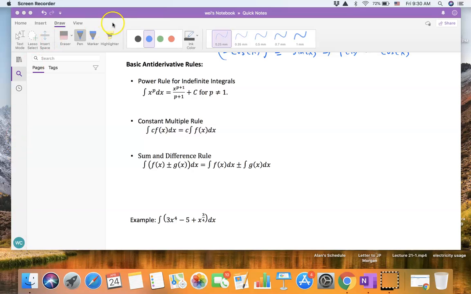Alright, in this video, we're going to look at some basic antiderivative rules. The first one is the power rule for indefinite integrals.